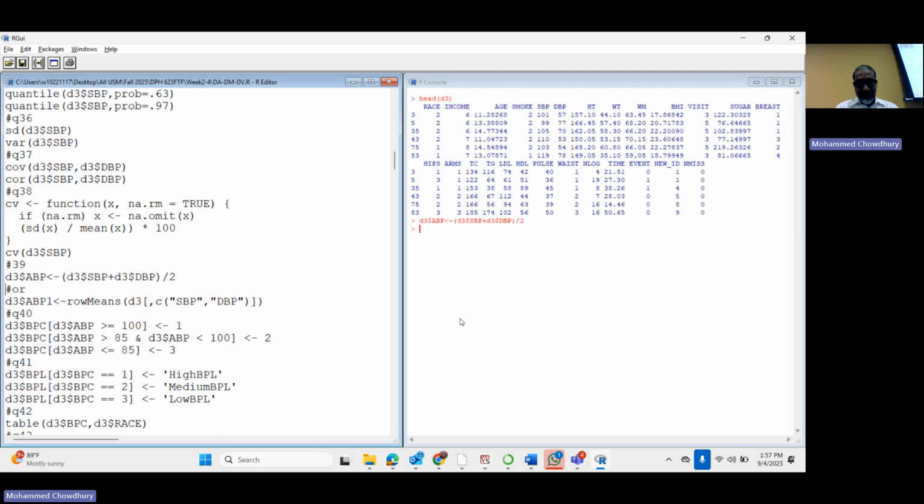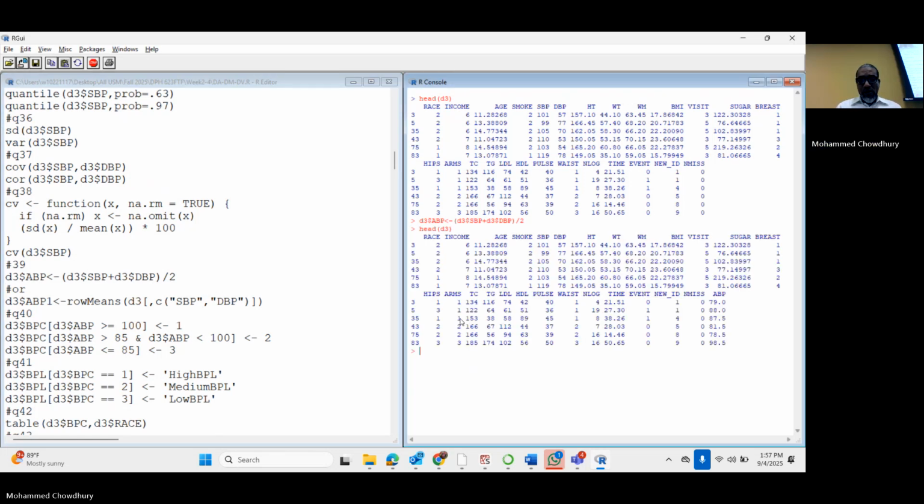Now take a look at that. Head D3. This is the ABP value I have created. Average blood pressure value I have created, okay? I have created this by taking the average of SBP and DBP. That is the code I have shown in there.